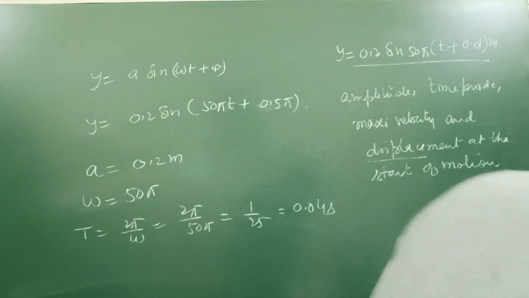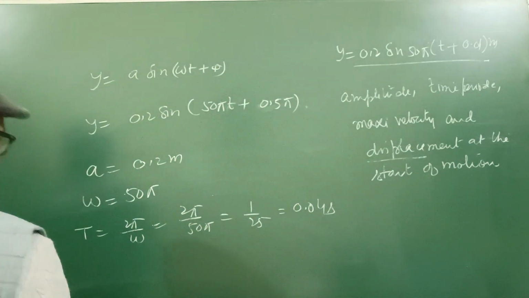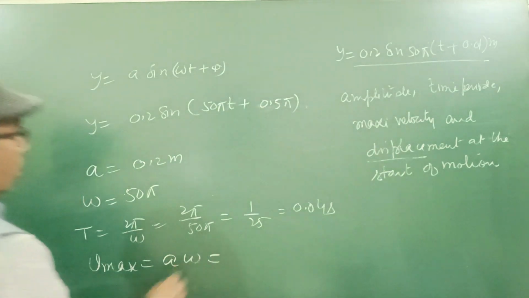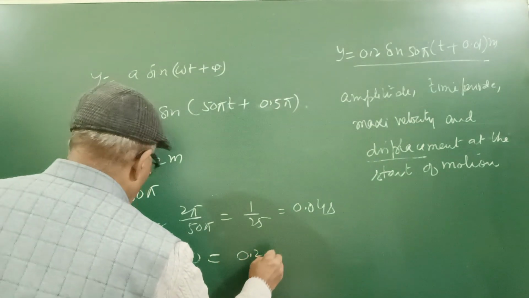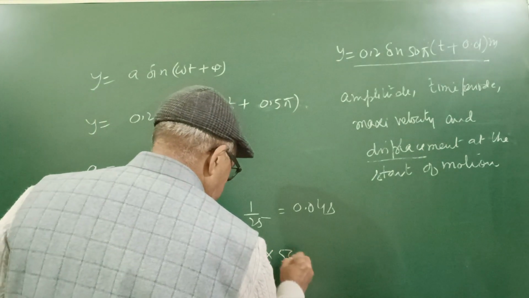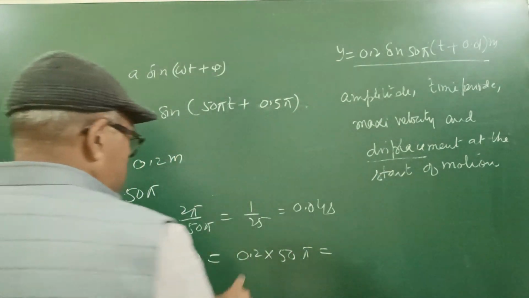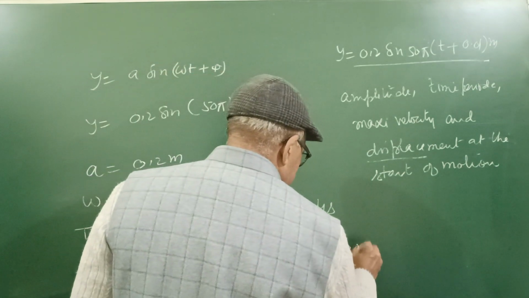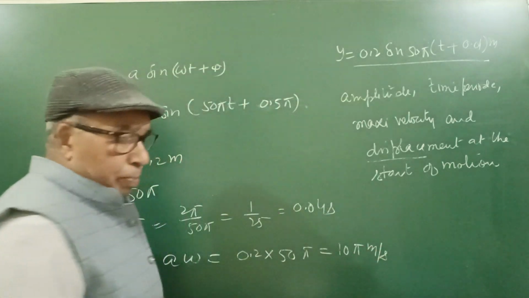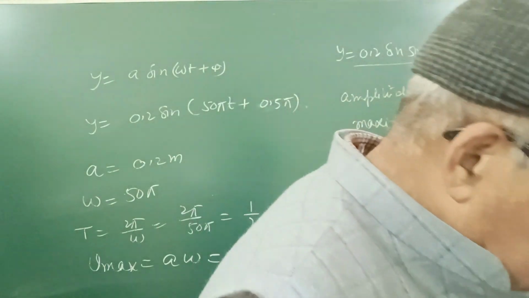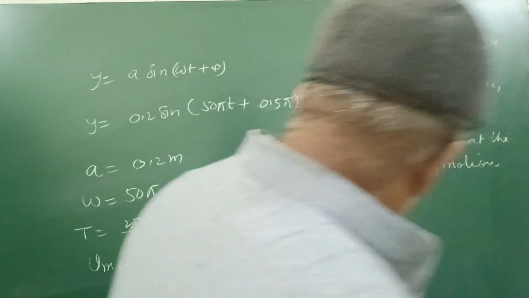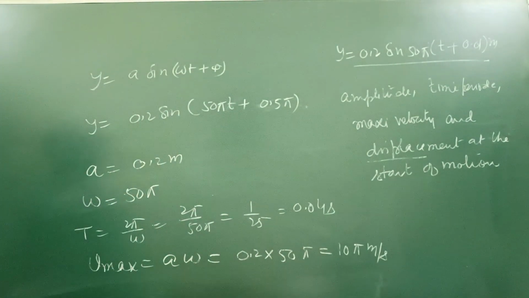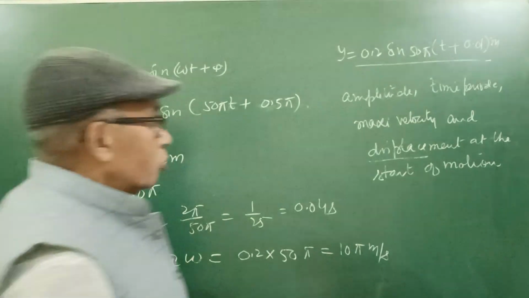Then you are asked the maximum velocity. You know V maximum is equal to A omega. A is 0.2, omega is 50 pi. So it is how much? 10 pi meter per second. Pi is 3.14, so it is 31.4 meter per second. Now you are asked for the displacement at the start of motion.